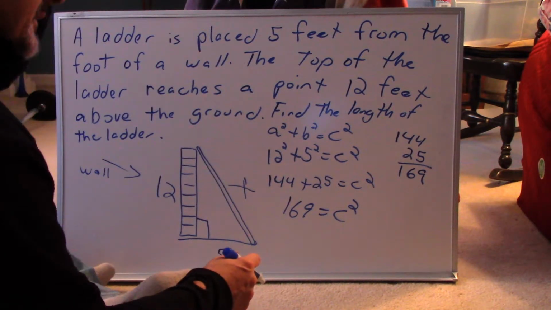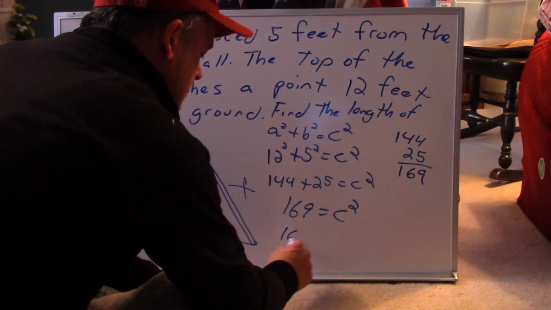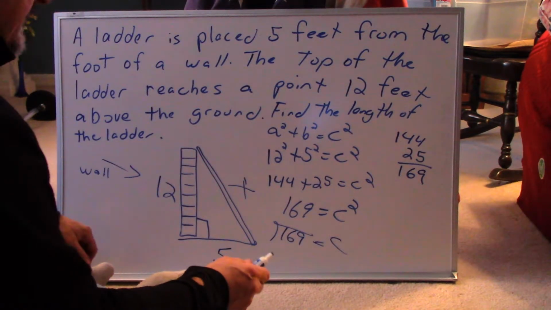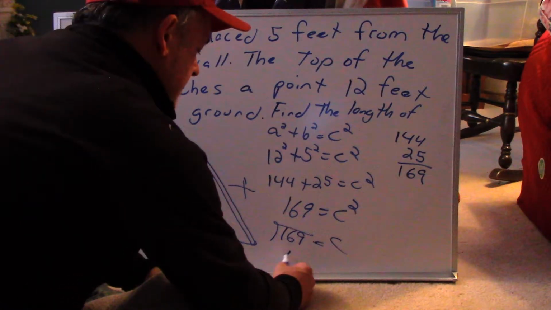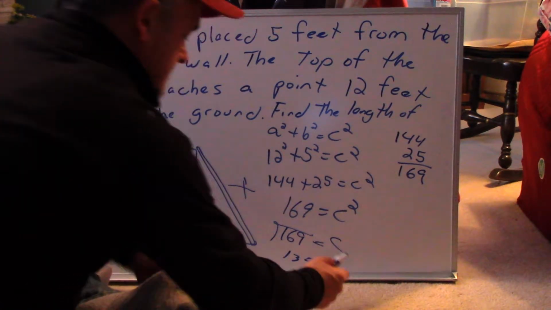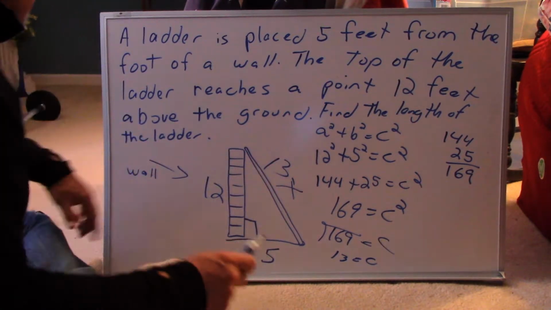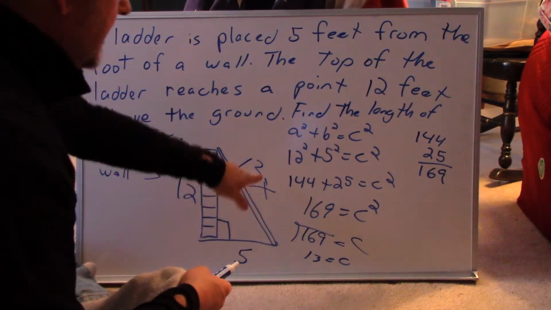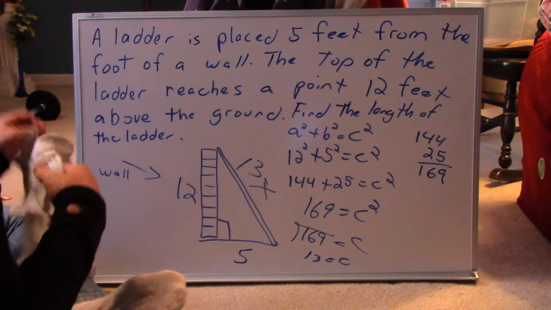So 169 equals c squared. Now how do I get rid of the square? Well, I take the square root of the other side. So c equals the radical of 169. What is the square root of 169? I happen to know it, but you can always use your calculator, and it happens to be 13. C equals 13, so this hypotenuse is 13. Do you see how it makes sense? It's the longest side. This is 12, this is 5, this is 13. So I know that's most likely correct because it's the longest side.